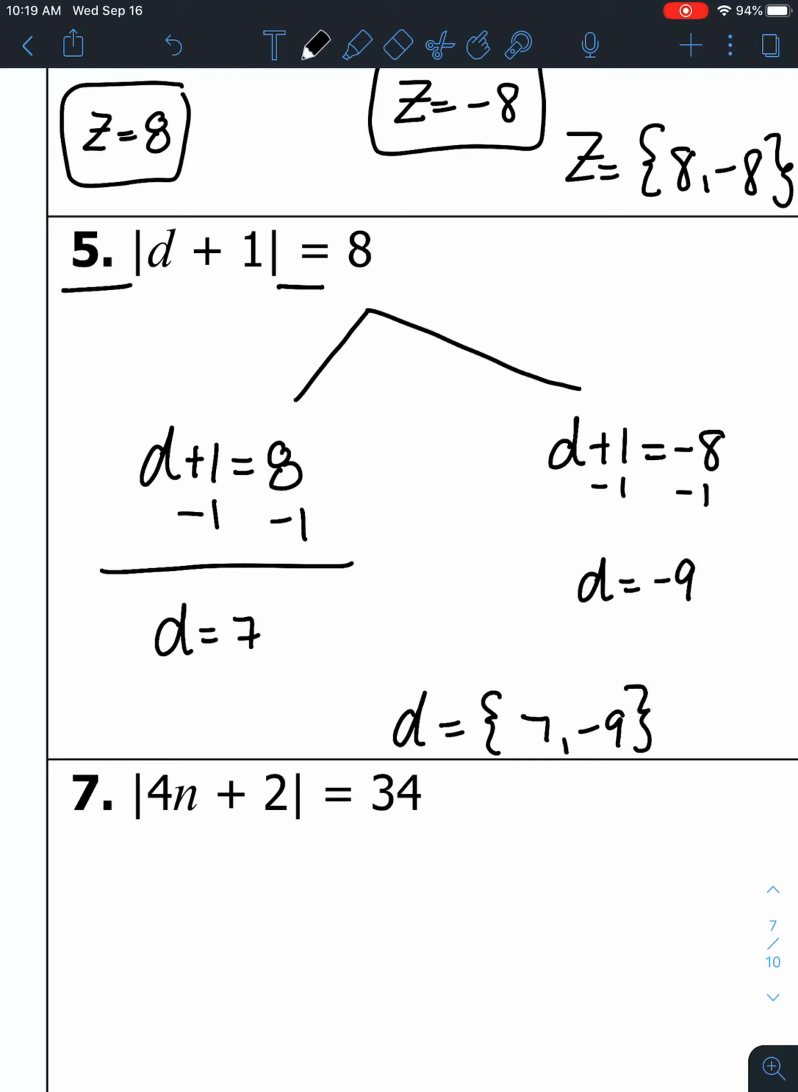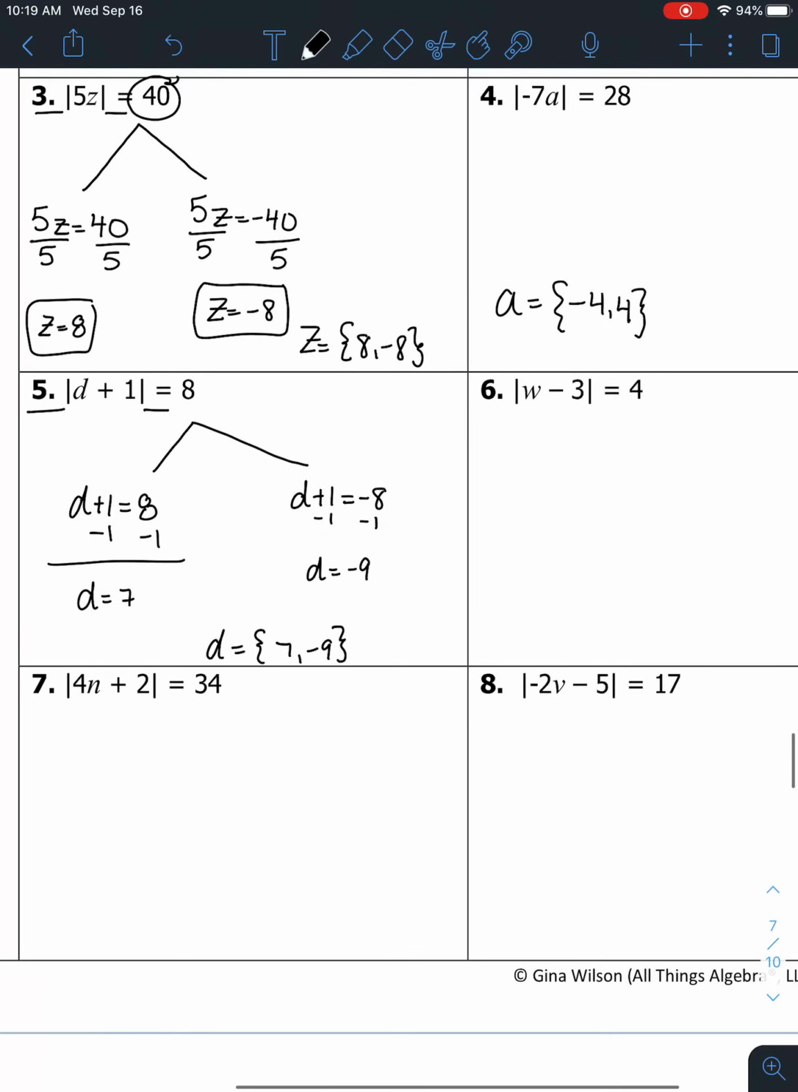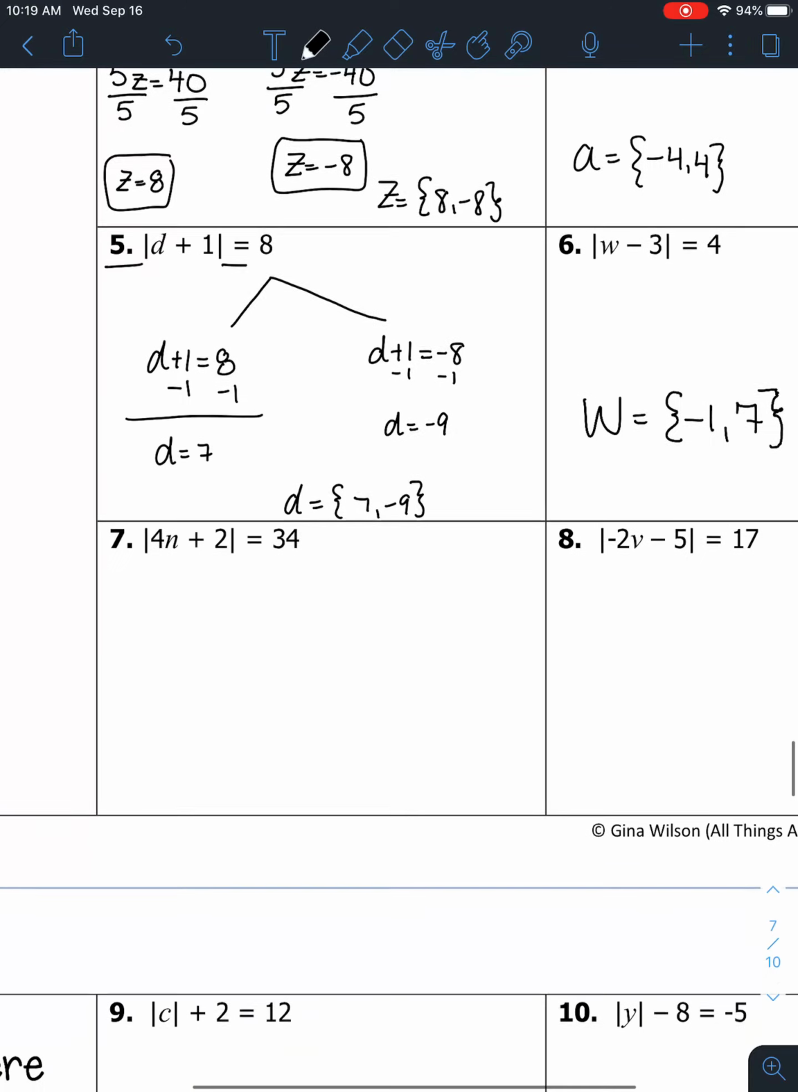Now if you want to write your negatives first, that's fine, or your positives first, whatever makes you happy. 6, I'm going to give you the answer for. 6 is going to be W equals frilly brackets, negative 1 and 7. So give that one a try. If you can't get it, let me know and we'll come back.